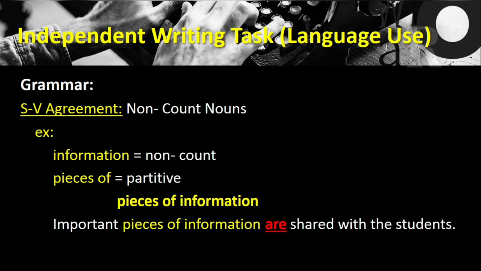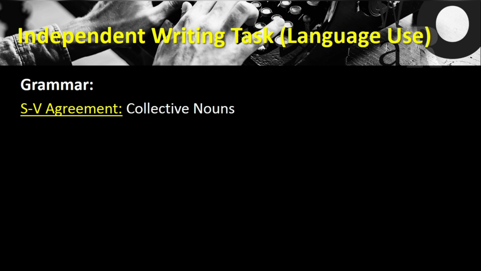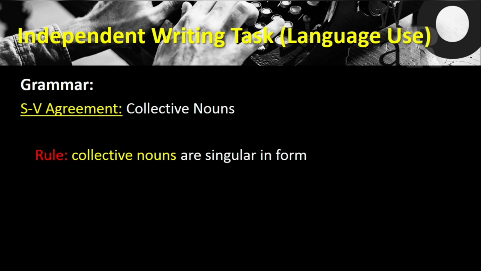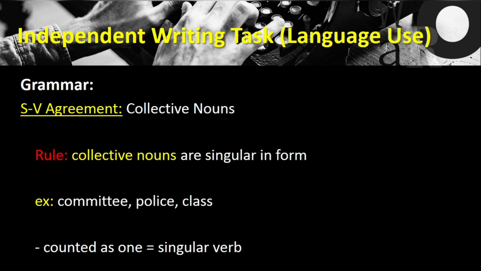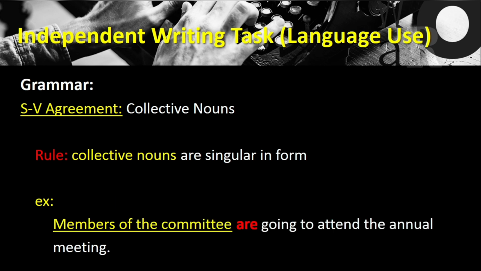As for collective nouns, they are singular in form, and as a rule, they take on singular verbs. For example, the collective nouns committee, police, and class are all composed of more than one member. However, they are taken or counted as one. So the verb has to be singular. That is again, unless you use a partitive to quantify the individuals who are part of the mentioned examples. Here is what I am talking about. "Members of the committee are going to attend the annual meeting."